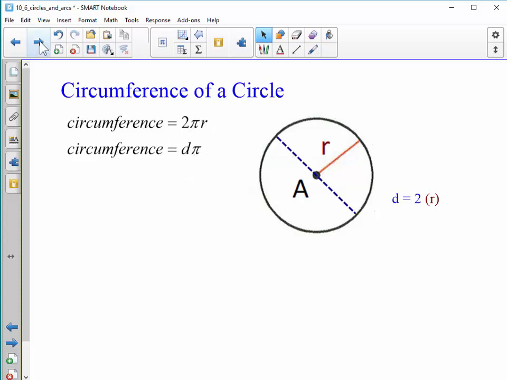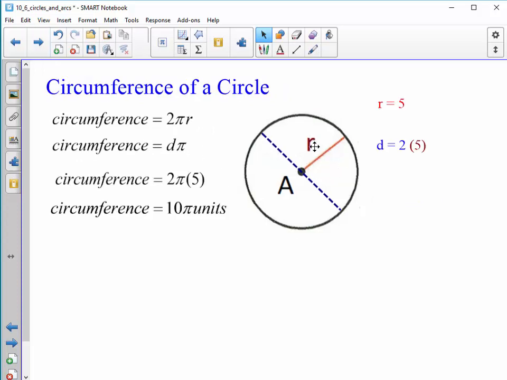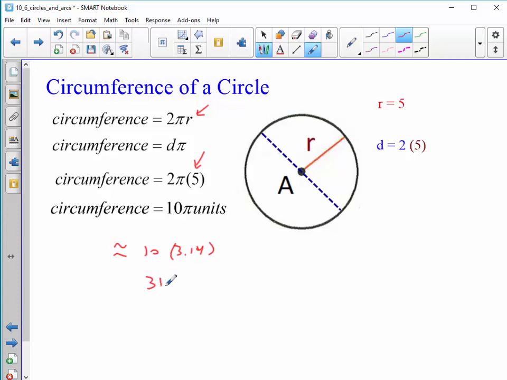Same thing. So if we just said that the radius was 5 units, then we would place that value of 5 in for the variable r. Evaluate the expression such that r is 5. And so then you're going to have, well, that's 10 pi units. And if you want, we could put the 3.14 in place of the pi to get an approximation. So 3.14 times 10 is going to give us 31.4 units. And that's an approximate, so we got the little squiggly marks in front of it.